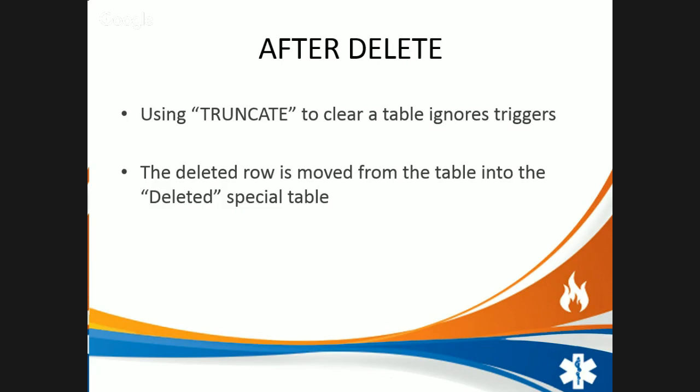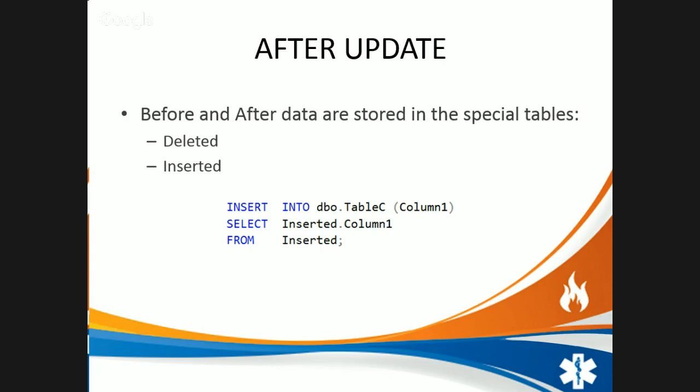The after delete trigger, a little surprise thing here is when you truncate a table, it does not call the delete trigger. It bypasses the trigger. The after update stores it in deleted or inserted special tables. What bypasses the trigger? When you use a truncate. Truncate does not fire the trigger. So on this little example here, you can see how you reference the inserted special table. I could replace that with deleted.